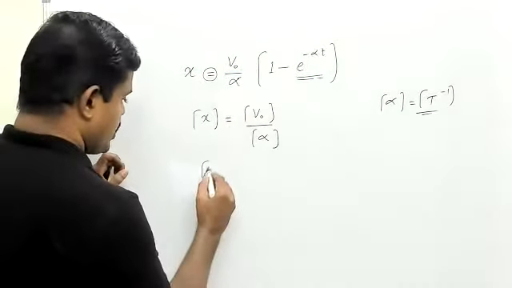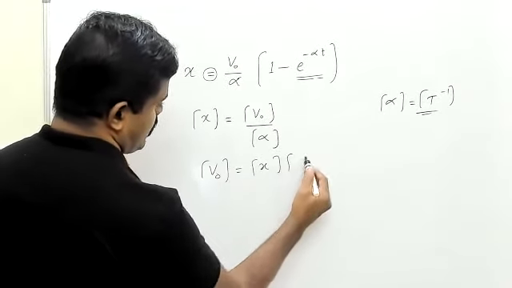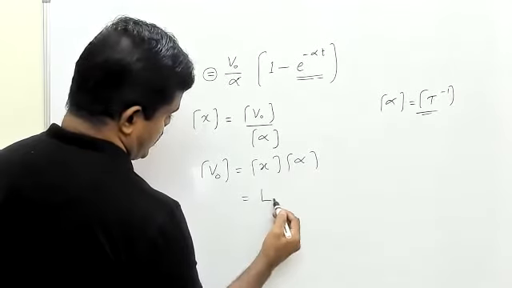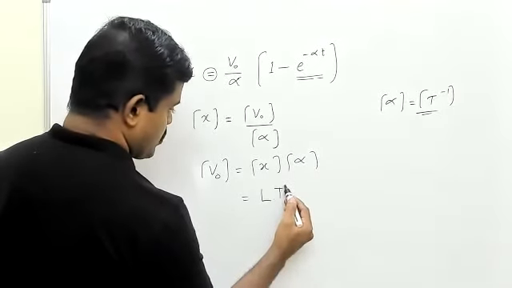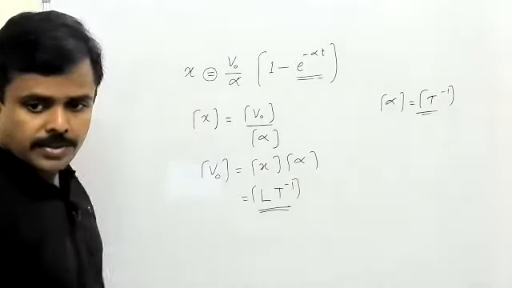So I can cross multiply now. The dimension of V0 will be what? The dimension of x into the dimension of alpha. X is L. Alpha is T raised to minus 1. So the final answer is L T raised to minus 1.